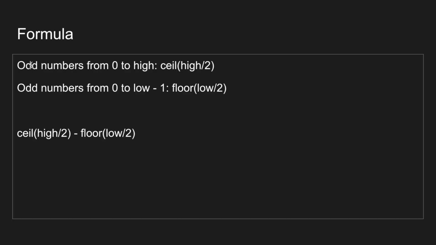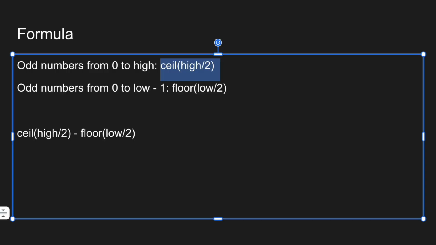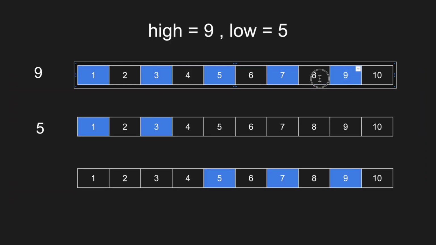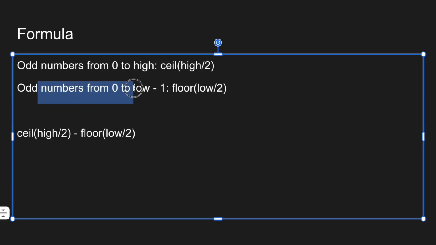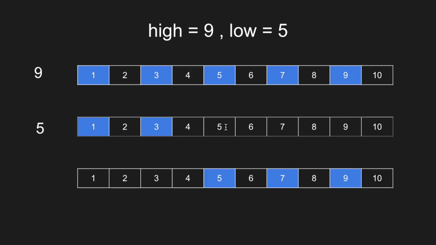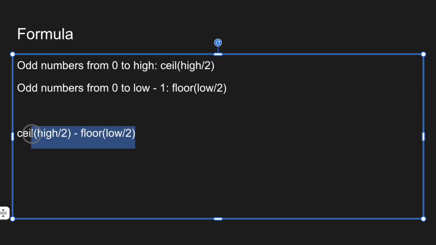So the formula that we can use is to calculate the numbers from 0 to high. We can take the ceiling of high divided by 2. So like 9 divided by 2 would be 4.5, and it'll round up to 5. And as you can see, we have 5 of them. And for the odd numbers from 0 to low minus 1, and it would be low minus 1 because of this issue, we would do the floor. So if you look at right here, 5 divided by 2 would be 2.5, and it'll round down to 2, and 5 minus 2 equals 3, so it'll be correct here. So the complete formula would be this: ceiling of high divided by 2 minus floor of low divided by 2.